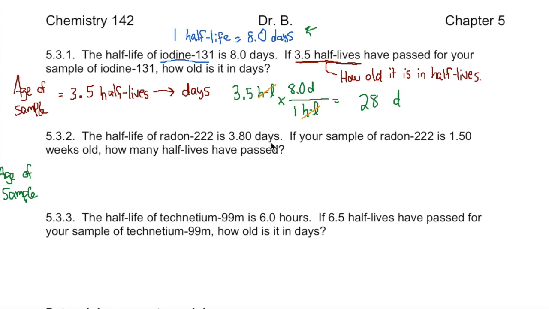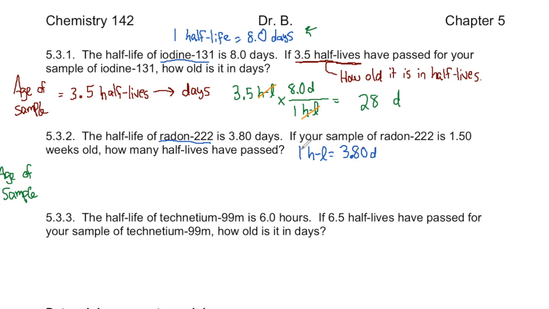So different radioisotopes have different half-lives. Now we have a different isotope, radon-222, and for this particular radioisotope, 1 half-life is equal to 3.80 days.